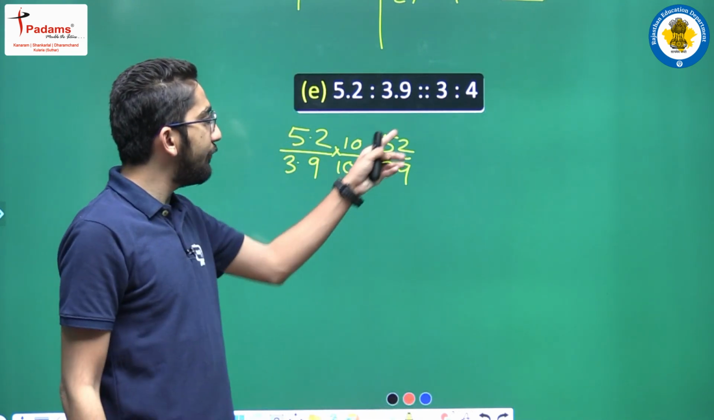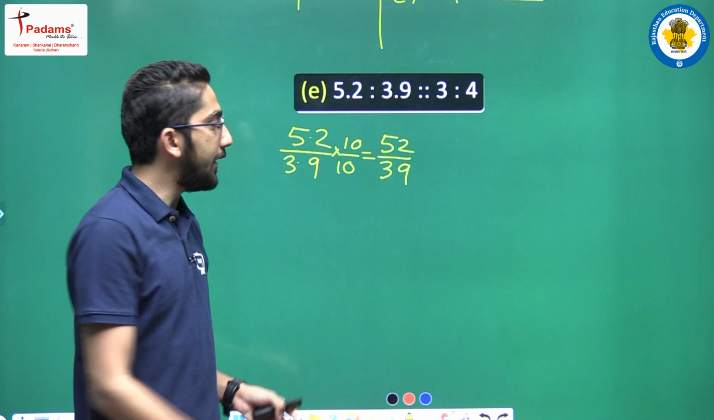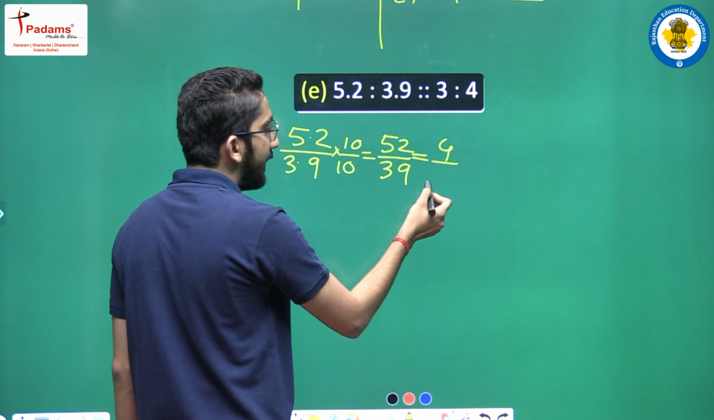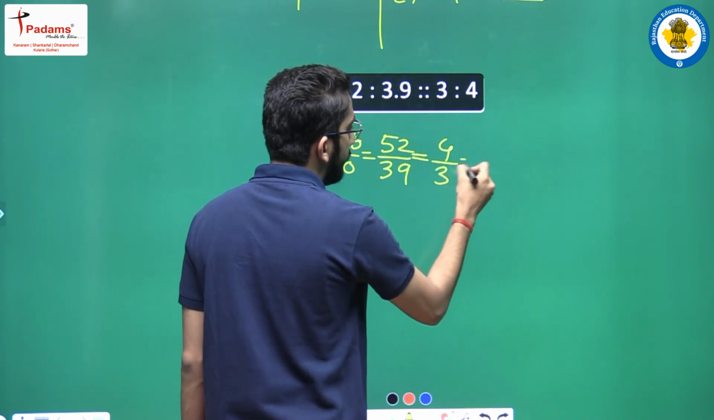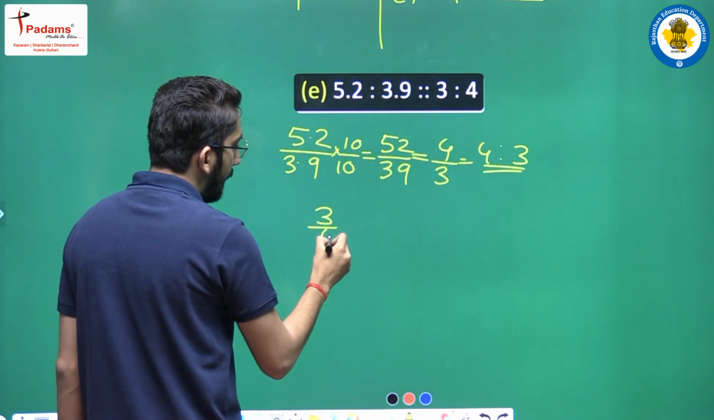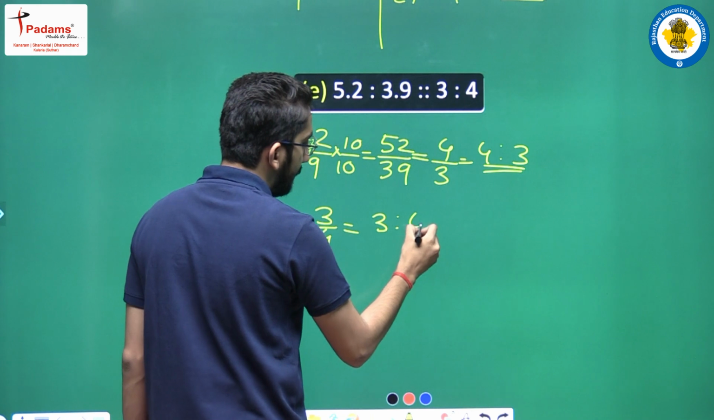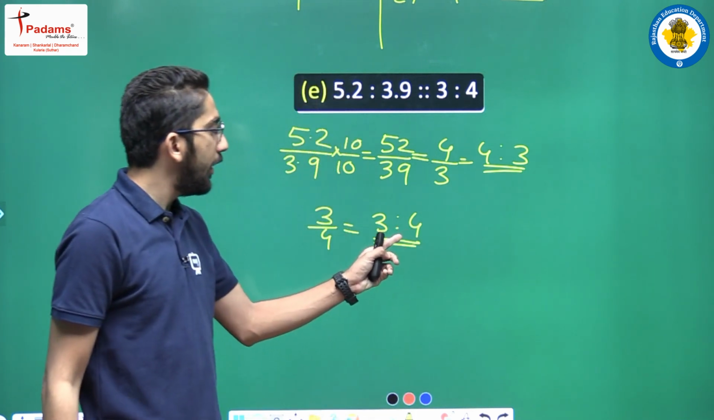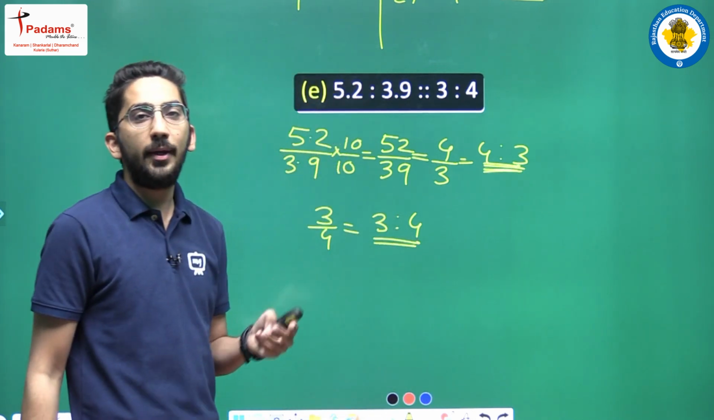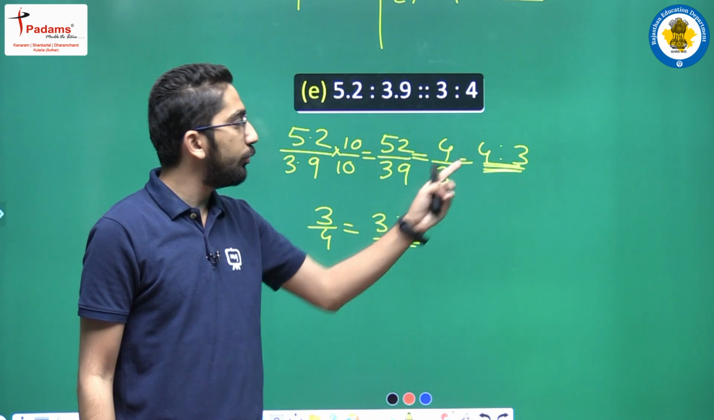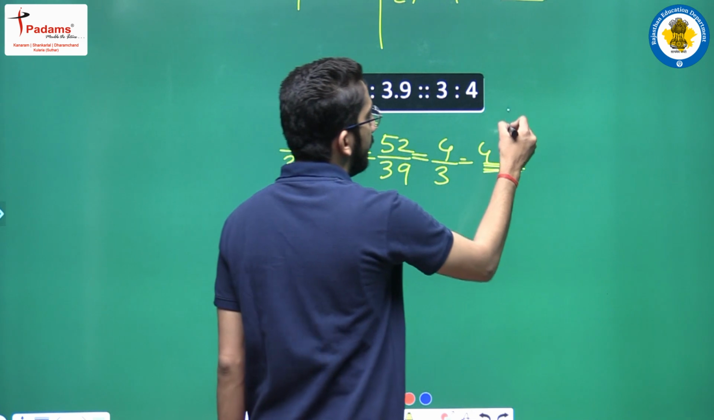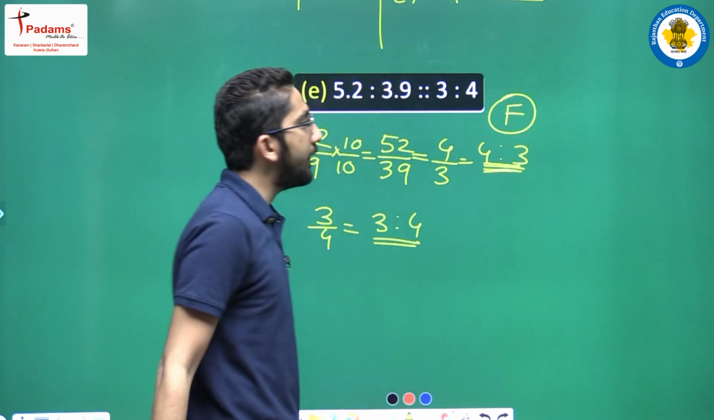52/39 and I can further divide both of them with 13. So 52 divided by 13 will be 4 and 39 divided by 13 will be 3. So this becomes 4:3 and the next ratio is 3/4 which is already in its simplest form. तो ये है 3/4 या फिर 3:4 and this is 4:3. और मैंने आपको पहले भी कहा था कि 3:4 एंड 4:3 आर नॉट इक्वल. ये दोनों बराबर नहीं होते हैं. सो दिस इज नॉट इन प्रपोर्शन. सो दिस स्टेटमेंट इज फॉल्स.